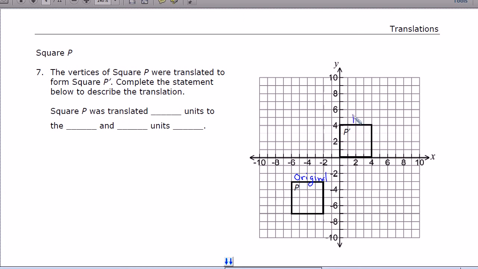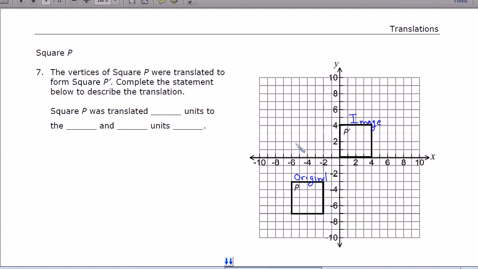And this one's going to be the image of the original after it was translated. So we definitely know that it went up and then it went to the right, right? But remember, we never go up first. We always have to follow the X and the Y direction.